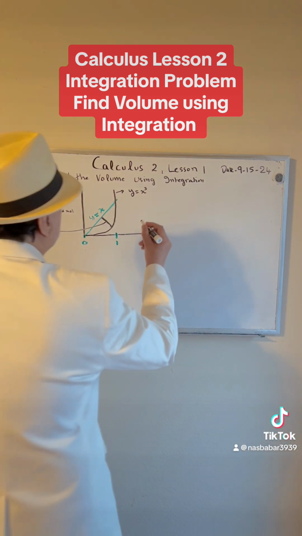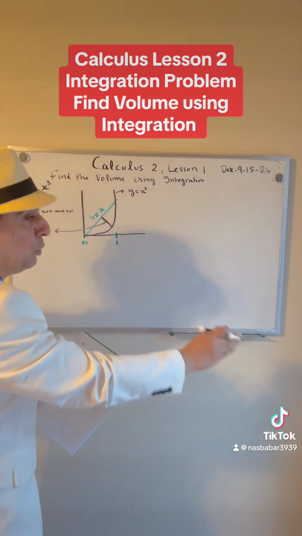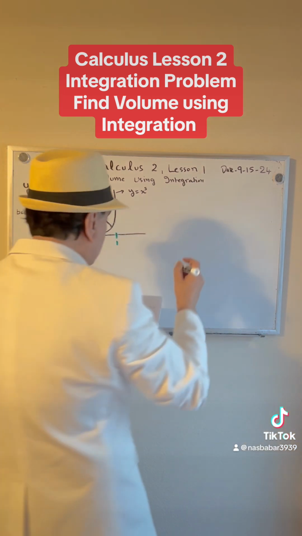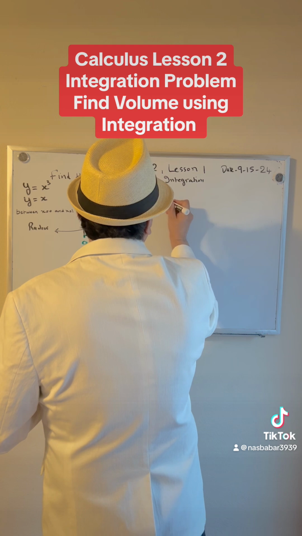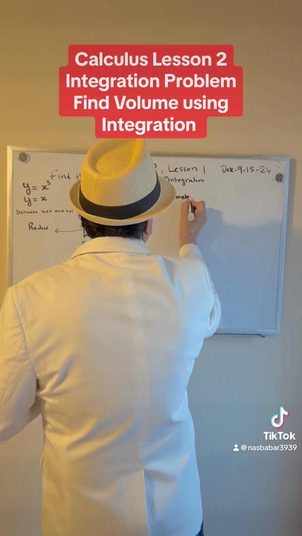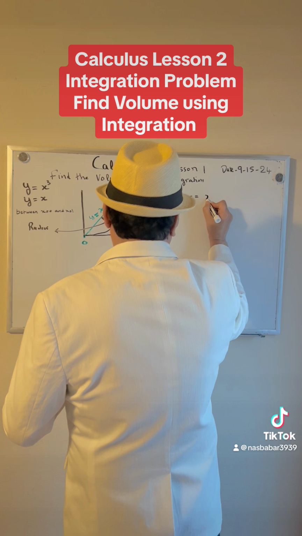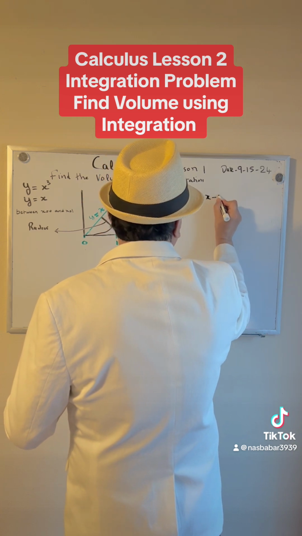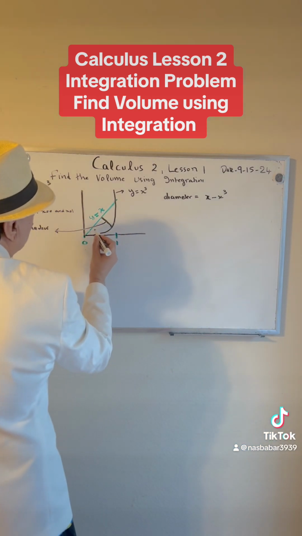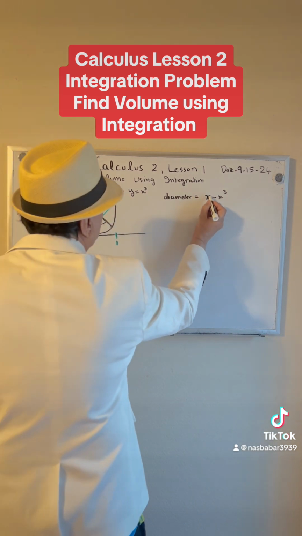So the diameter in this particular case, imagine in your head, you're rotating this parabola around y is equal to x, which is the green line. So then the diameter of the circle would be basically the difference between curves, which is x minus x cubed. Basically it's the difference between this x and this function x cubed. So that's your diameter right here.